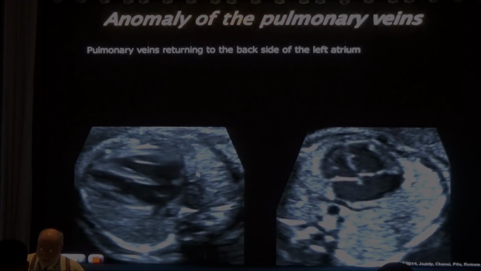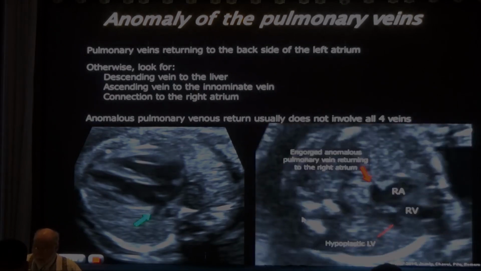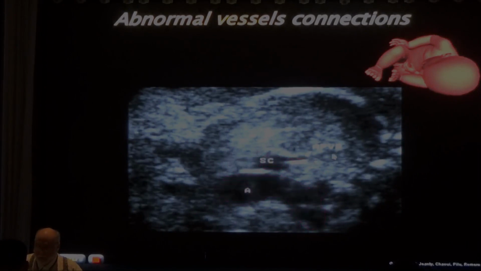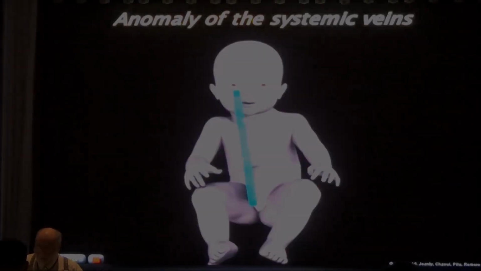Here you can see pulmonary vein returning to the left atrium. This is what it's supposed to be doing. Here you see pulmonary vein returning behind the left atrium, but not connected to the left atrium. You go to a vessel here, and then your task is to see whether this vessel is going south into the liver or north into the innominate vein. Another old image of a superior vena cava that receives a vessel coming from the right upper lobe, and then it's returned into the superior vena cava.